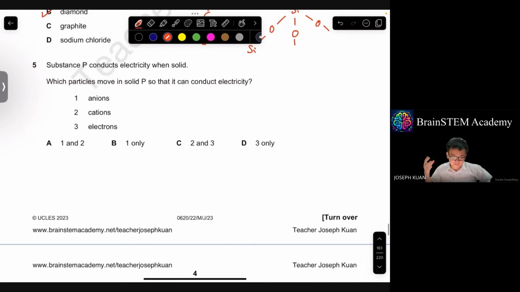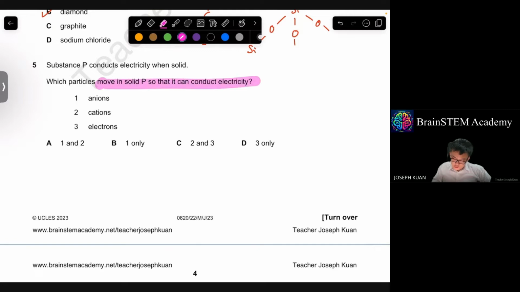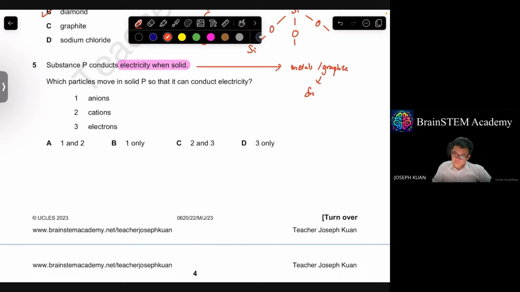Moving to question number 5. Substance P conducts electricity when solid. Which particles move in solid P so that it can conduct electricity? Given these options, the only things that we learn can conduct electricity when solid are metals or graphite. Both metals and graphite can conduct electricity due to free moving electrons. Not because of cations, not because of anions, but electrons. So D is the answer.